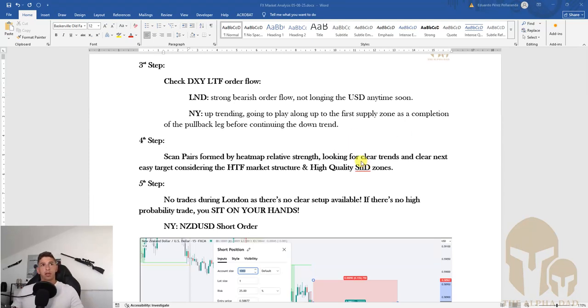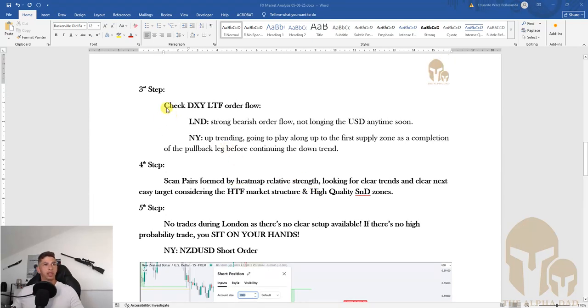We're gonna start going over yesterday's trade, right? If you remember, we did another pre-New York analysis yesterday, as during pre-London there was no high probability setup, so we didn't take any. Now, if we check yesterday's analysis of Dixie, of the USD, during London, we defined that it was strong bearish, right? So we were not going to long USD anytime soon.